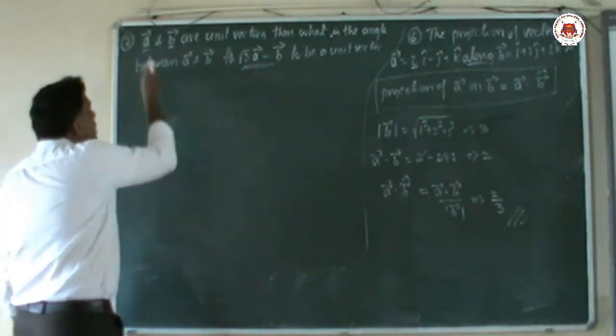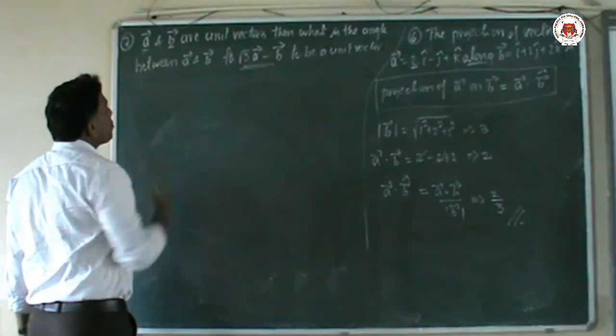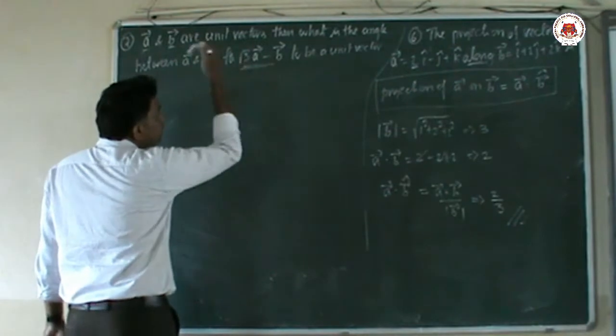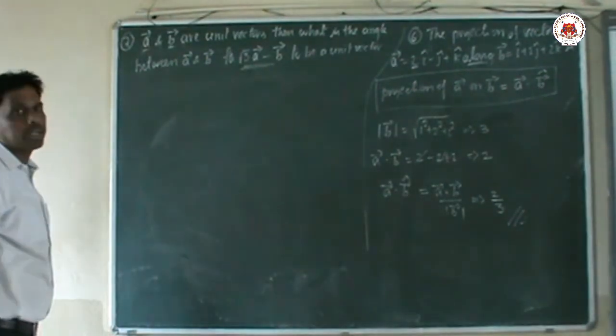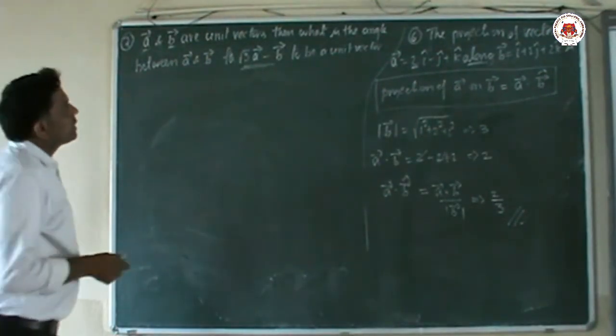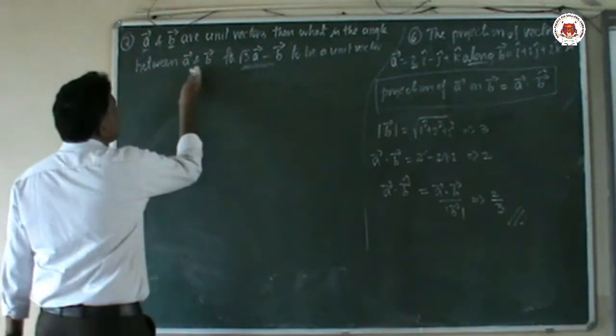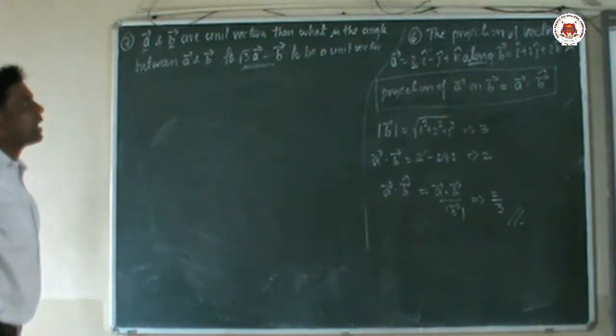So the meaning is mod A equals 1, mod B equals 1, and mod of root 3 A vector minus B vector is also 1. Then what is the angle between A and B? We have to find the angle between A and B.